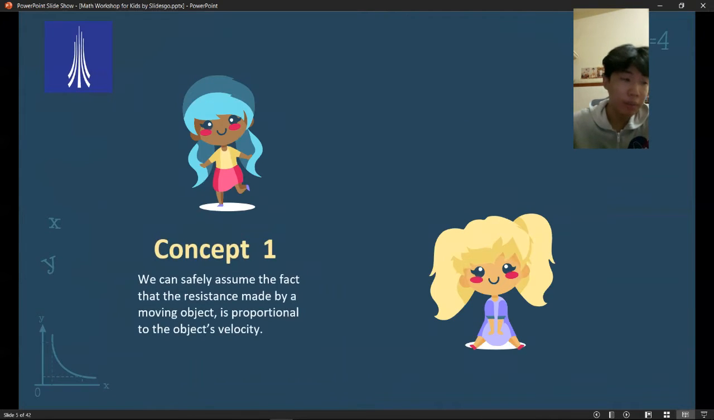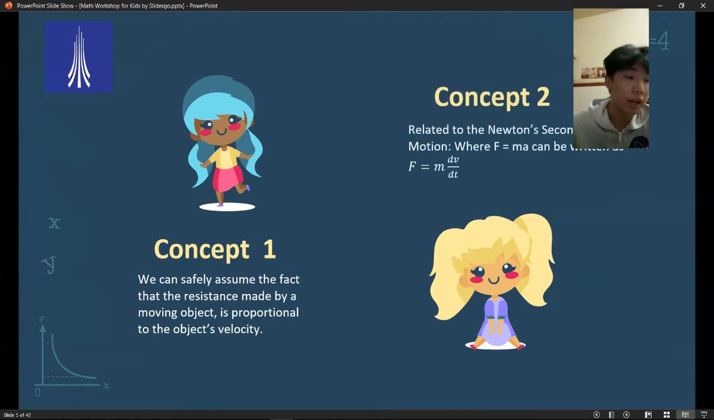Concept number 1 is that we can safely assume that the resistance made by a moving object is proportional to the object's velocity. And concept 2 is related to Newton's second law of motion, where F is equal to ma, and it can be written as F is equal to m times the derivative of v with respect to t.